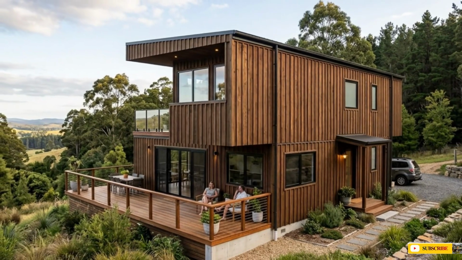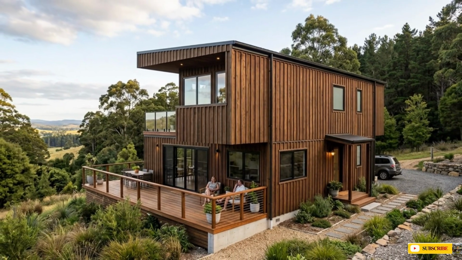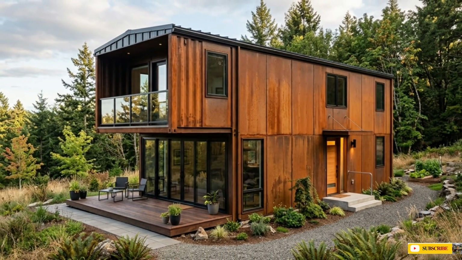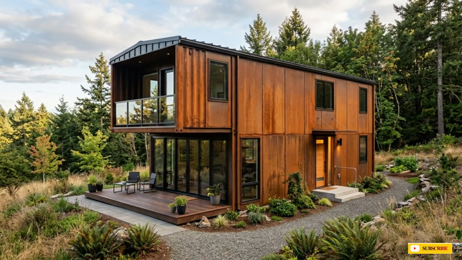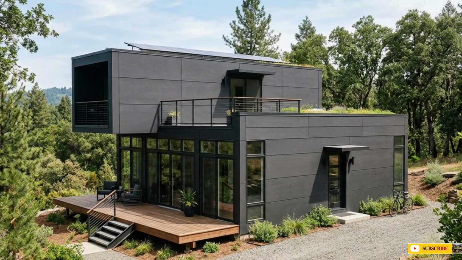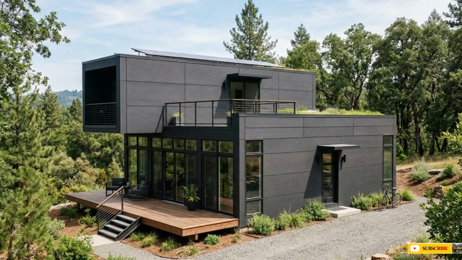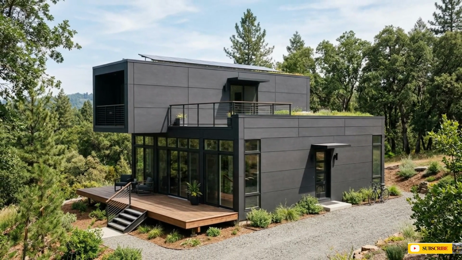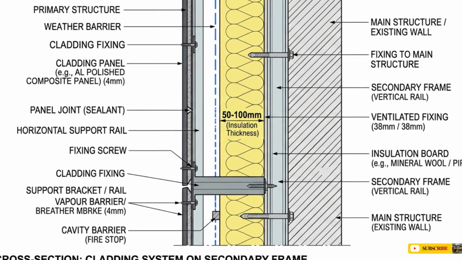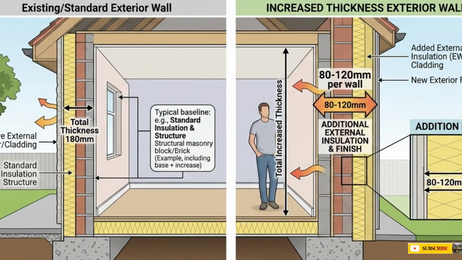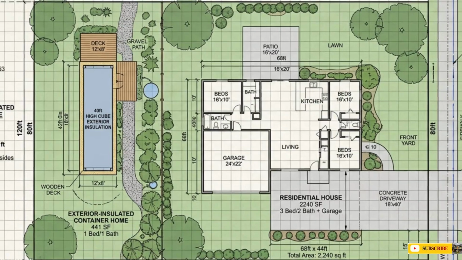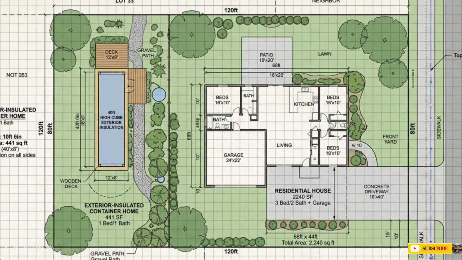From the outside, an exterior insulated container home does not look like a container home. The corrugated steel is entirely concealed beneath the insulation board and the cladding system. The exterior reads as a flat-walled building with a material finish of your choice: timber board and batten, dark fiber cement panels, zinc or Corten steel cladding. Any material that can be fixed over a 50 to 100 millimeter insulation board layer on a secondary fixing frame is available. The exterior thickness of the building increases by the insulation board depth plus the cladding thickness, typically 80 to 120 millimeters per wall.